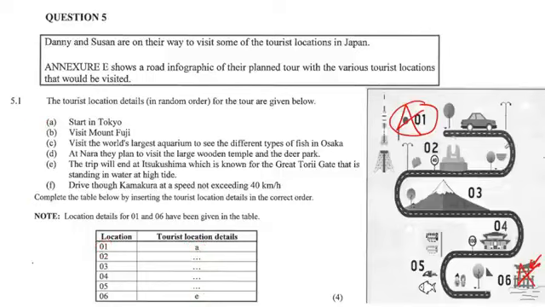So we can do 02 now. 02 is over there. 02's got this 40 over there, you see that? And then I saw that there was something here with a 40. It says drive through Kamakura at a speed not exceeding 40. So that's that one over there. So we'd put an F over here. Then 03 definitely has to do with the mountain. So that would be Mount Fuji. So that would be B over here.